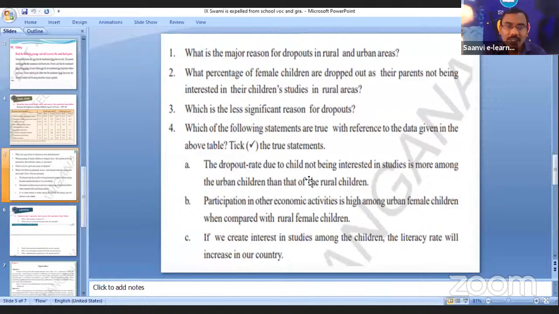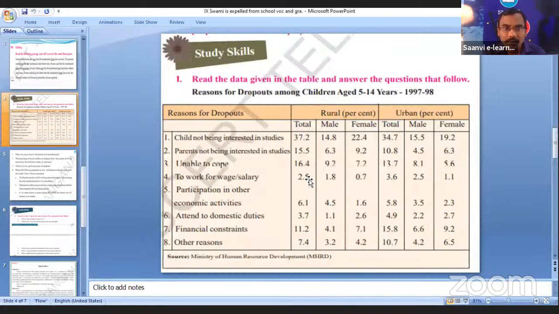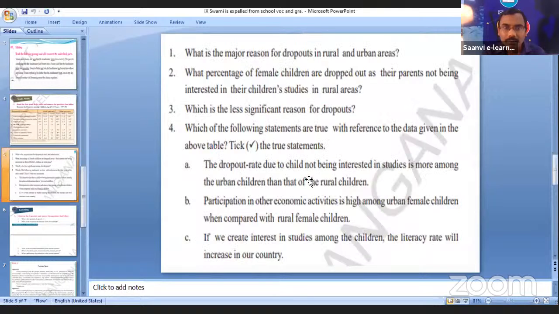And finally, if we create interest in studies among the children, the literacy rate will increase in our country. Okay, that data is not given here, so you will have to consider it as wrong. So only B is the answer.